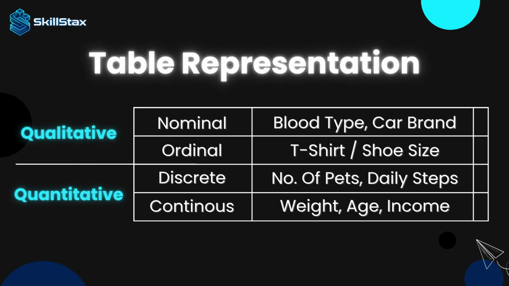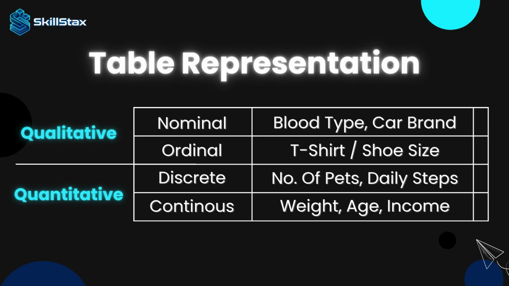This is a table representation of qualitative versus quantitative. So for example, you've got nominal, you've got ordinal. A blood type, a car brand and so on all fit in your nominal data, where there's no natural order to it, as opposed to your ordinal data, which could be a t-shirt size, which follows a specific order. So you have extra small, small, medium, large, extra large. It follows a specific order.